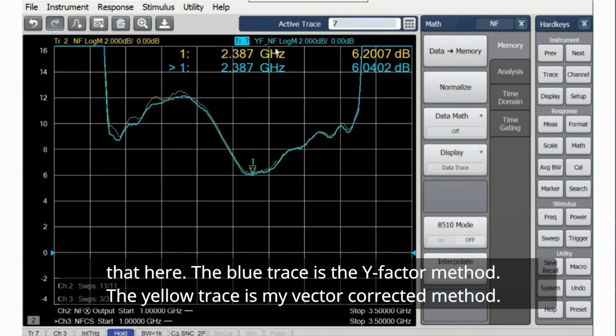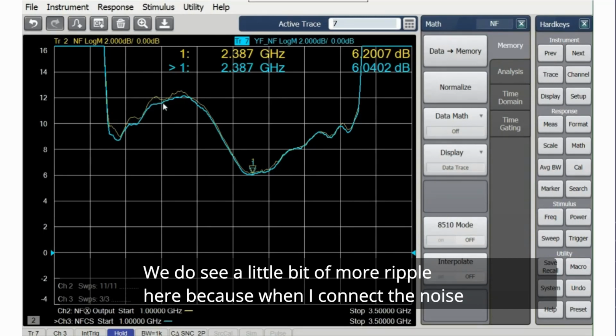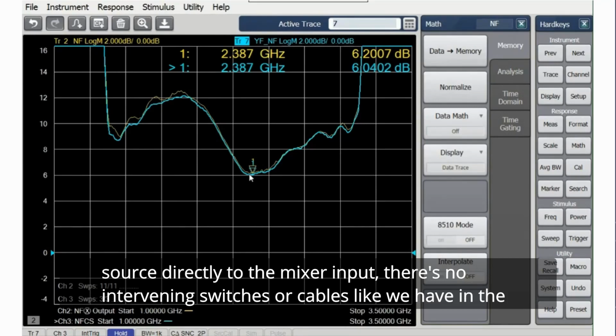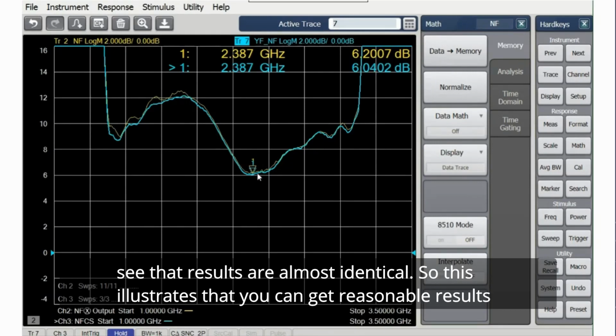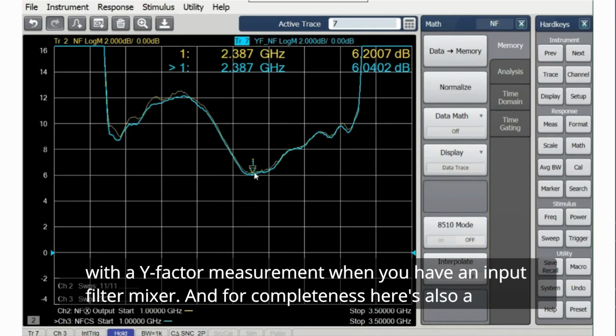The blue trace is the Y factor method. The yellow trace is my vector corrected method. We do see a little bit more ripple here because when I connect the noise source directly to the mixer input, there are no intervening switches or cables like we have in the full cold source method, where I use the automatic switching network. But we can see that the results are almost identical.